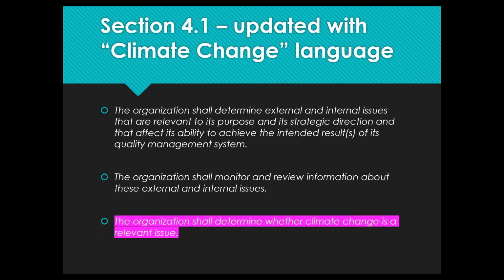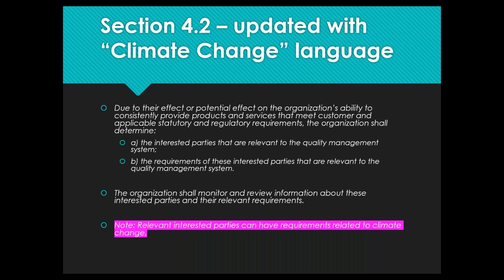Firstly, in section 4.1, it states now that you shall determine whether climate change is a relevant issue. You're required to determine your internal and external issues. They are now saying you need to consider climate change as a potential relevant issue. Then in section 4.2, there is a note that indicates that relevant interested parties can have requirements related to climate change. So in other words, you could have a customer, you could have a partner company, all kinds of possibilities in terms of climate change requirements coming from some of these folks.